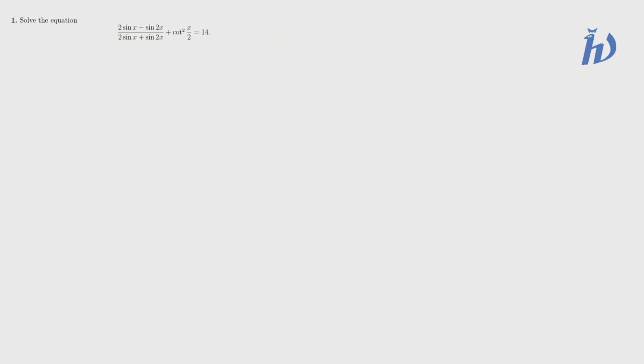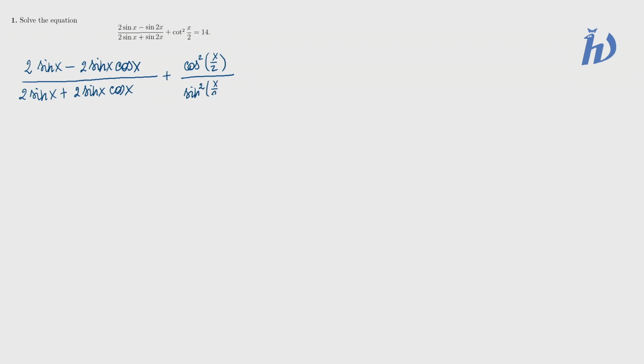We start with simplifying the left side of this equation. That is, we can use a trigonometric formula for sine of the double angle, and then the first fraction looks like 2 sine of x minus 2 sine of x cosine of x, and in the denominator we're going to have 2 sine of x plus 2 sine of x cosine of x. As for cotangent squared, we can write it down as cosine squared, keeping the same argument, divided by sine squared. And we have 14 on the right.